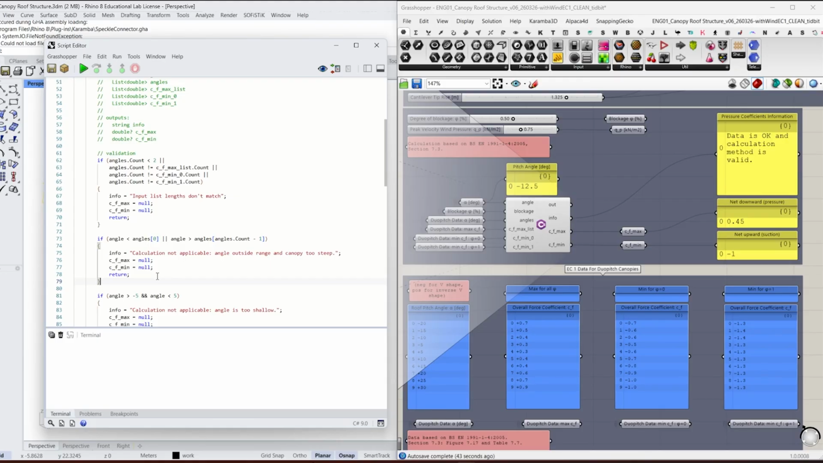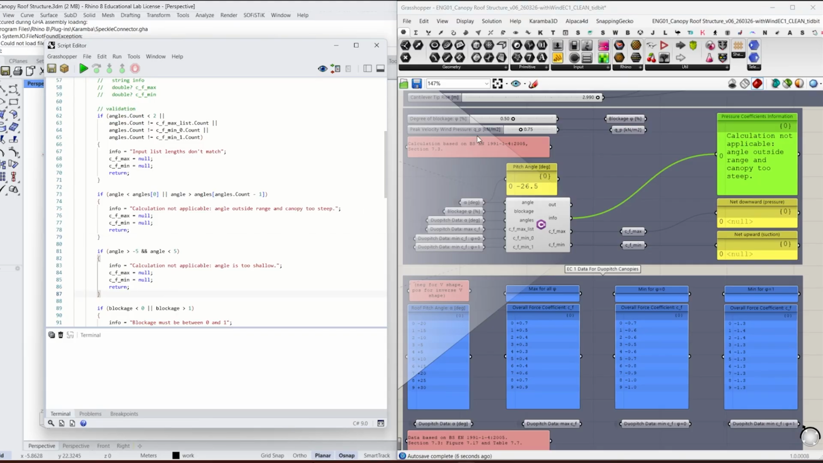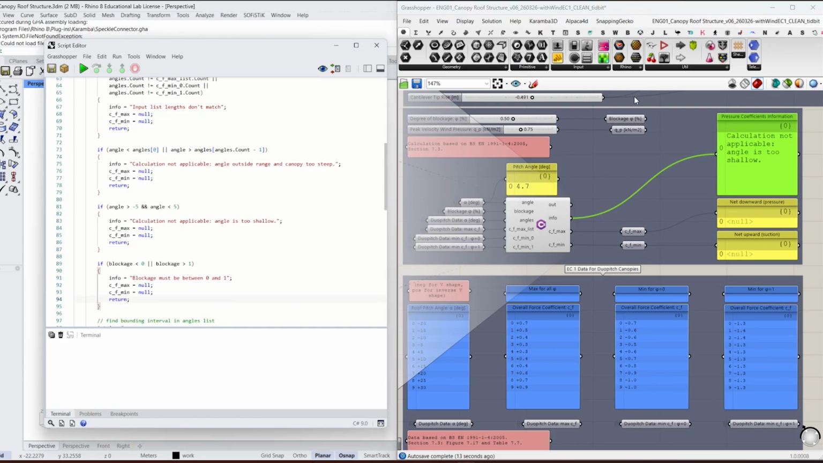We check if the calculated angle falls within the -20 to +30 degree range. If it doesn't, the canopy is too steep and the method is not valid. We also check to see if the angle is between -5 and +5 degrees, in which case the canopy is too shallow and other methods should be used. And finally, we want to make sure the degree of blockage provided is between 0 and 1.